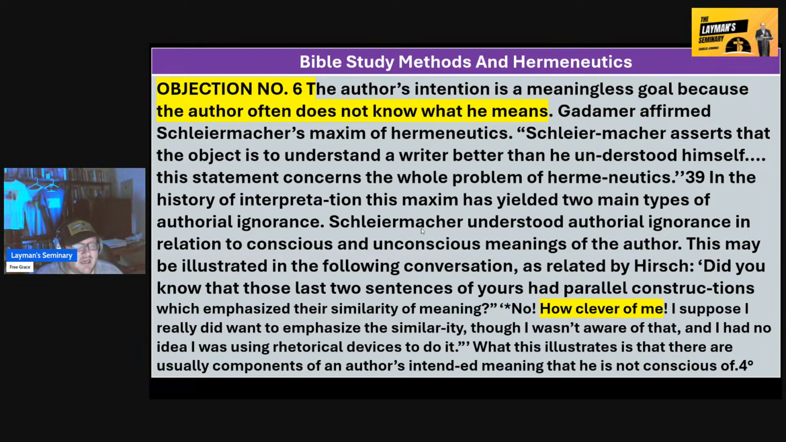In the history of interpretation, this maxim has yielded two main types of authorial ignorance. Schleiermacher understood authorial ignorance in relation to conscious and unconscious meaning of the author. This may be illustrated in the following conversation as related by Hirsch.